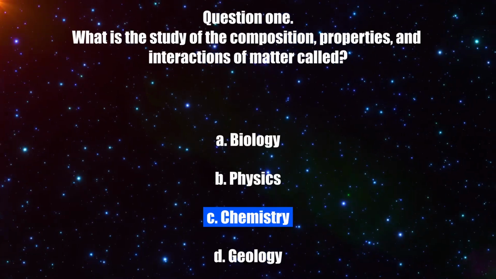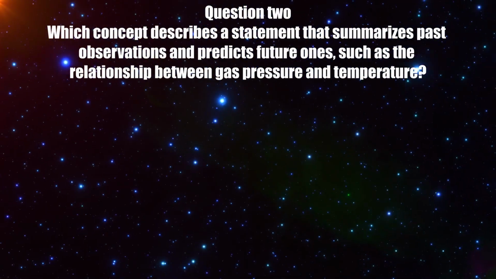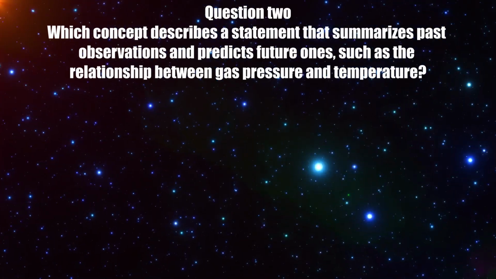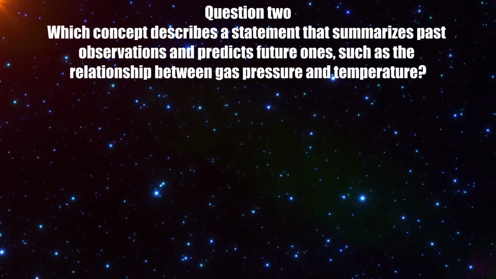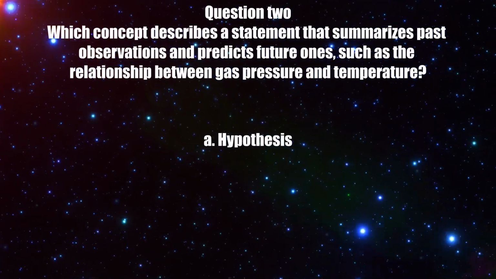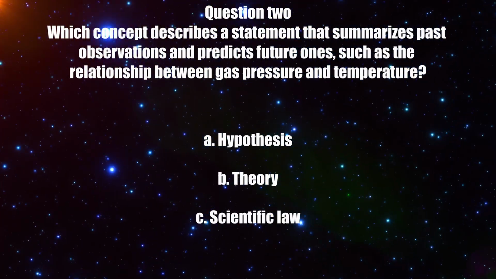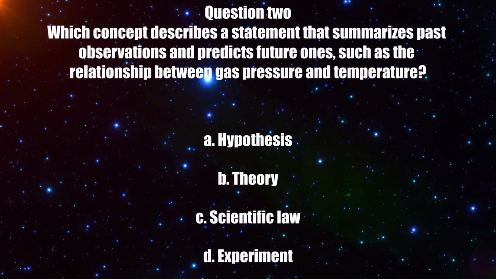The correct answer is C. Chemistry. Question 2. Which concept describes a statement that summarizes past observations and predicts future ones, such as the relationship between gas pressure and temperature? A. Hypothesis. B. Theory. C. Scientific law. D. Experiment.